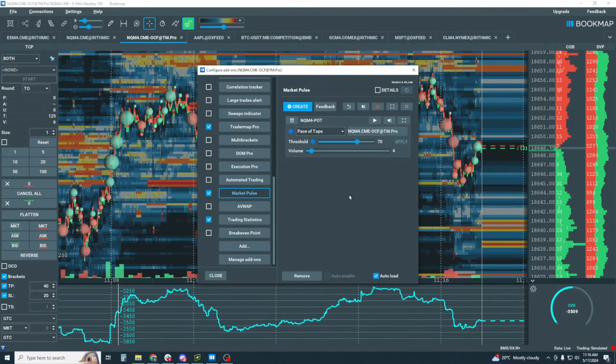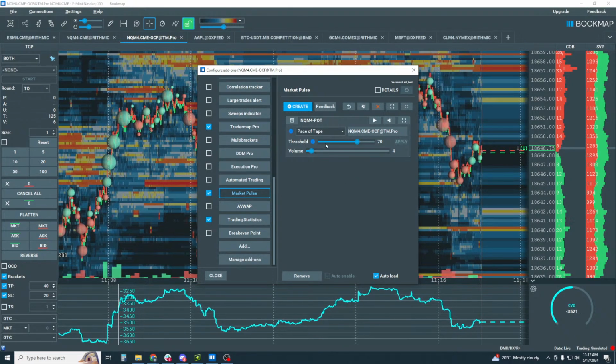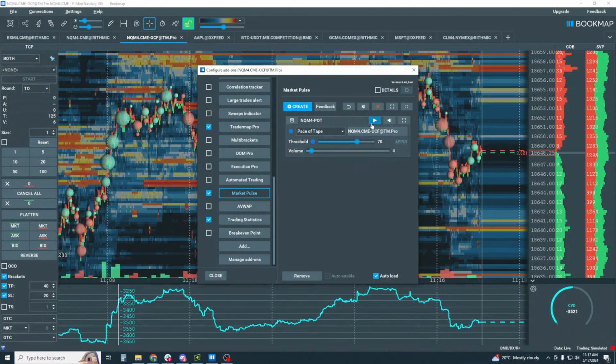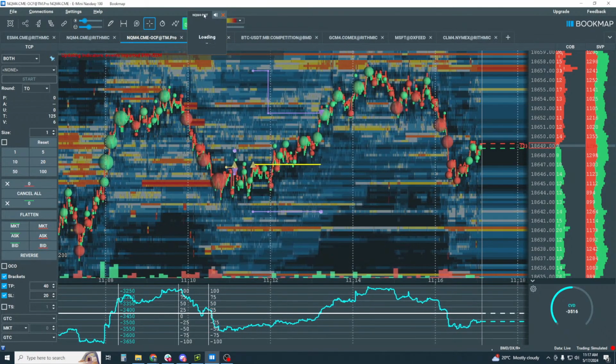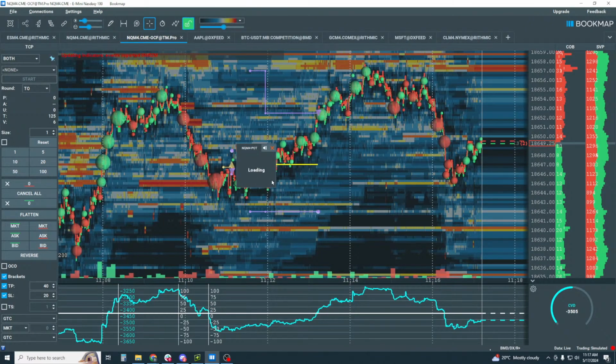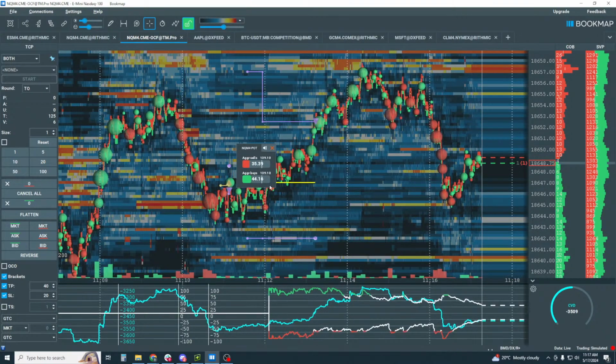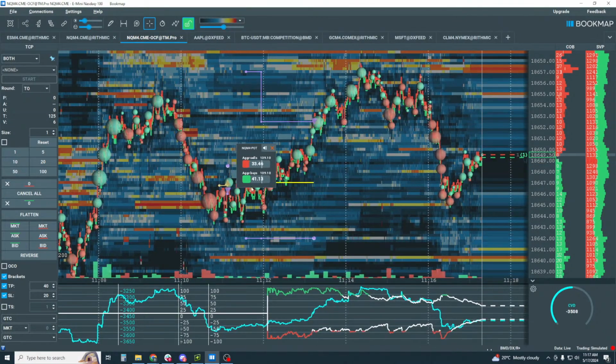That was odd. Okay. Anyway, works just fine now. So let's look at our pace of tape. Okay, we'll turn it on and start it. It's just loading, and let's look at our buyers and sellers in here. Okay, so comparing buyers and sellers in here.